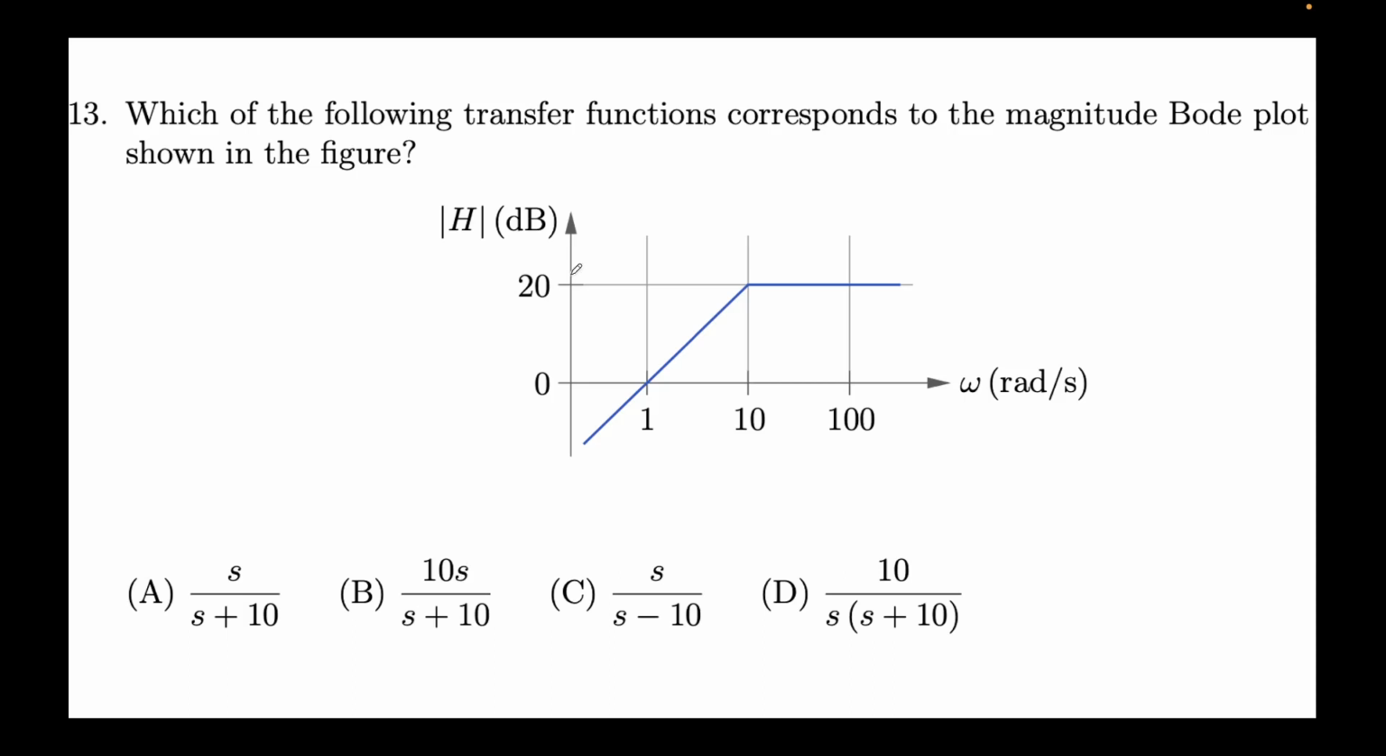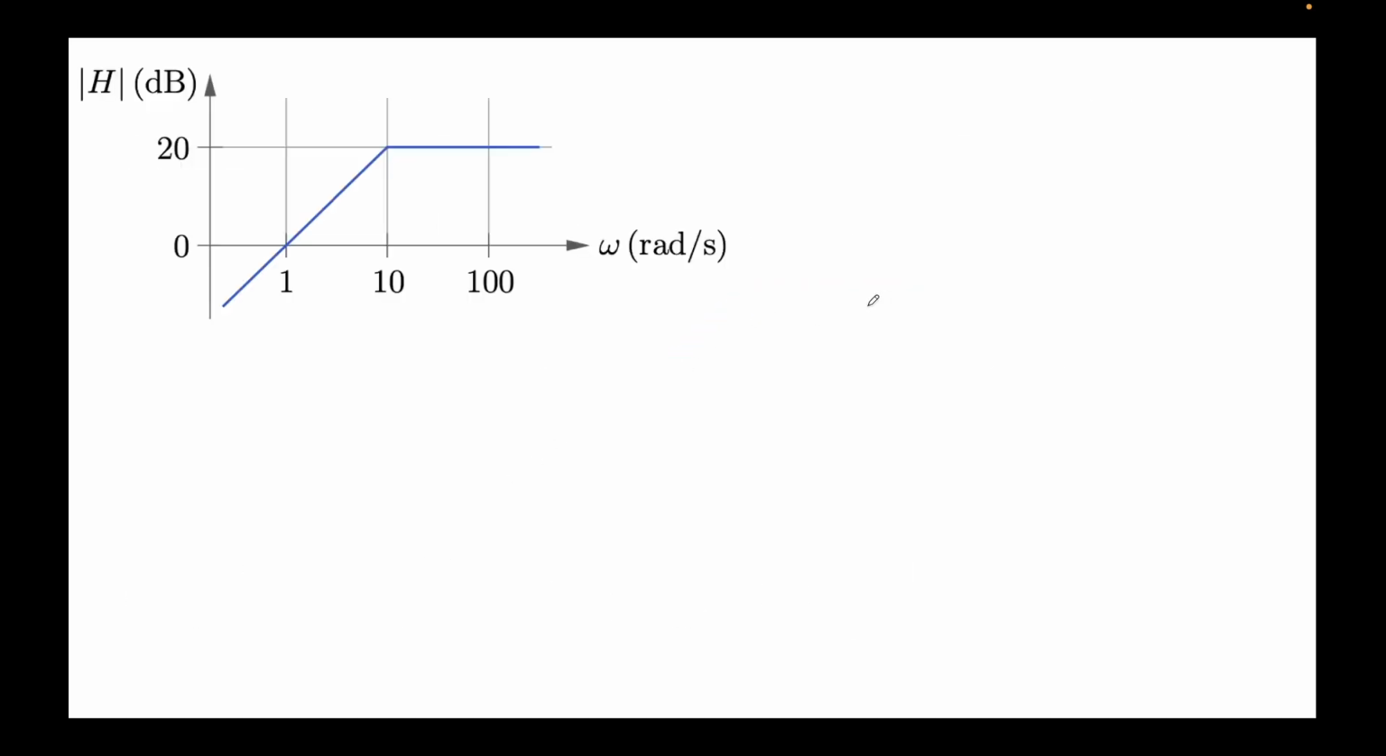Okay, moving on to the next problem. Which of the following transfer functions correspond to the magnitude Bode plot shown in the figure? So this time we are given the Bode plot and we are required to find the transfer function. Okay, so first you can see that for low frequencies it's rising, and the slope here is 20 dB per decade.